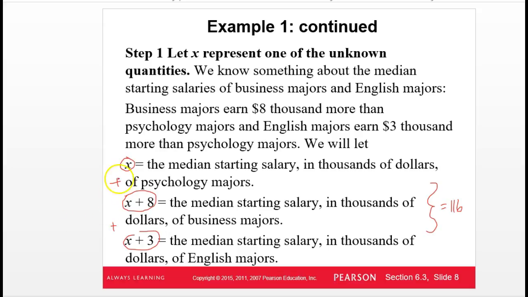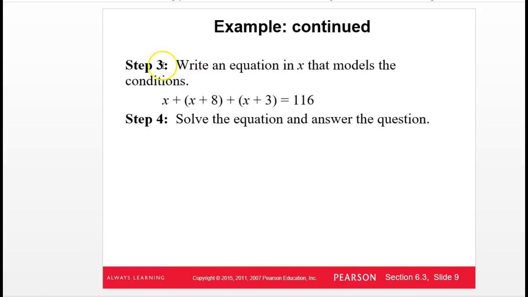So that's going to be our equation that we use to solve to get x, and then eventually x plus 8 and x plus 3. Alright, so we've declared our variables x plus 8, x plus 3. Now we're writing an equation that models the conditions, which says combine, they get the 116, so we're adding them together. And then to solve the linear equation, we just take that original equation and simplify it.